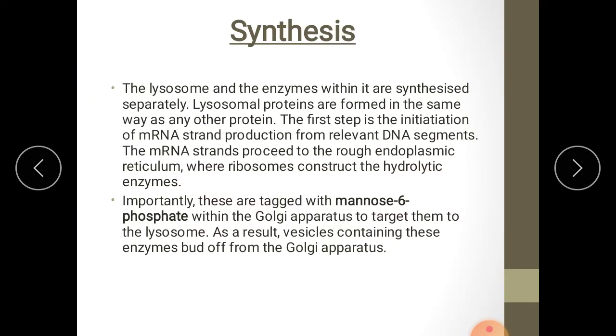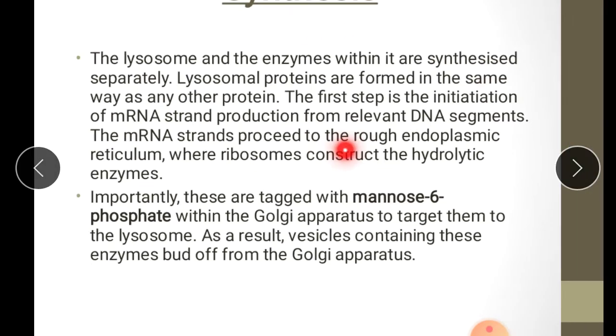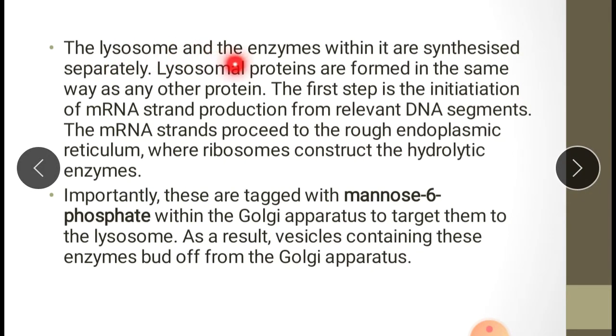Next, synthesis. The lysosome and the enzymes within it are synthesized separately. Lysosomal proteins are formed in the same way as any other protein. As any other protein is synthesized, in the same way, the lysosomal proteins are also synthesized.